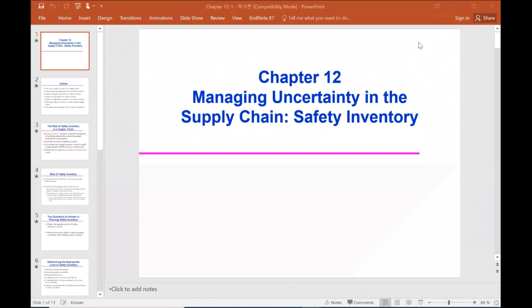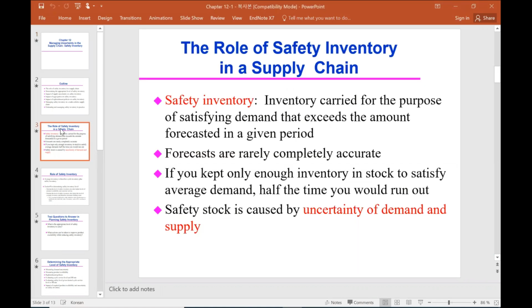Now it's time to talk about another kind of inventory, that is the safety stock. This is chapter 12 in the textbook, the math of the safety stock. So why do we have a safety stock? Because we are afraid the demand is greater than the amount of product we expect, so we are not able to fulfill the customer's order. So the reason we have a safety stock is because of the uncertainty of demand and supply, as I explained before.